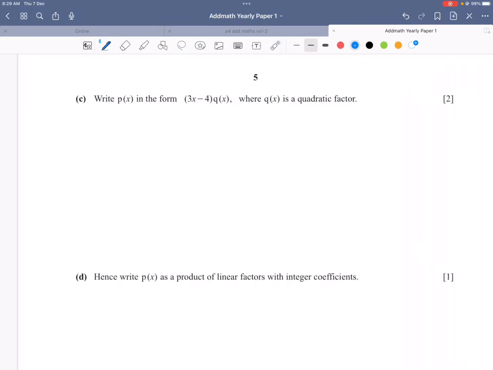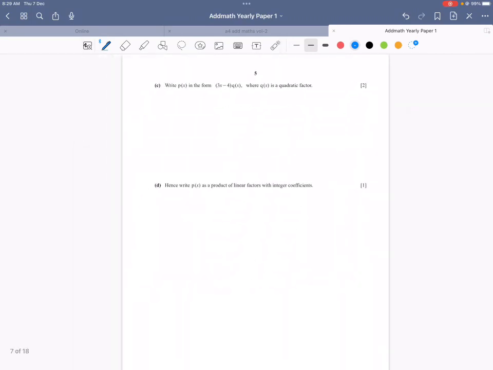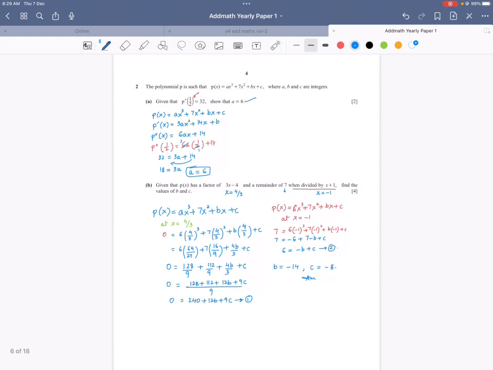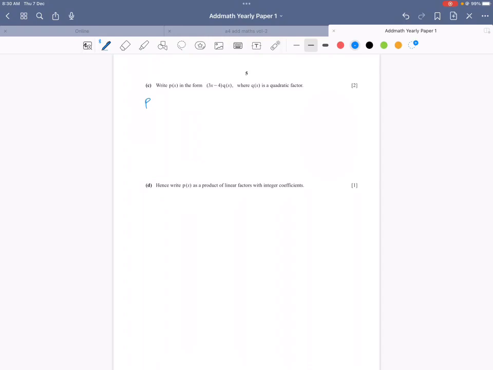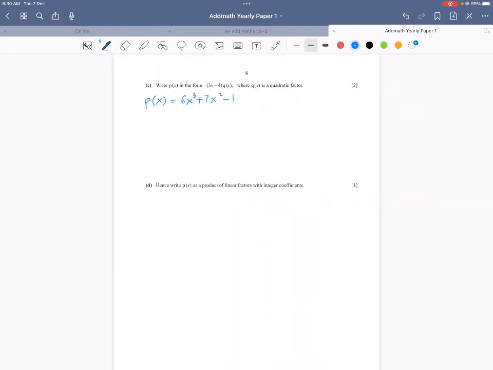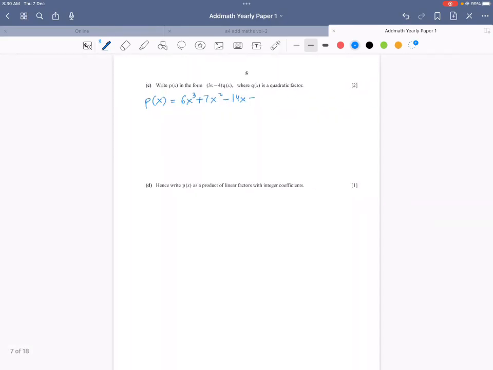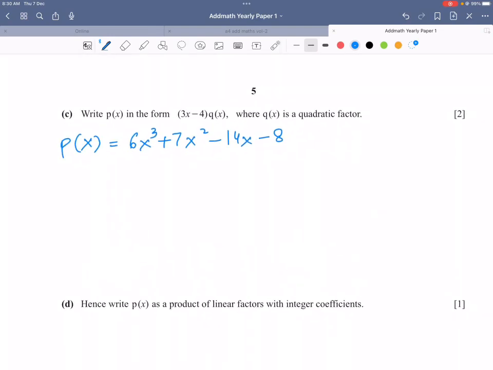Alright, next one. Write p(x) in the form of 3x minus 4 times q(x). So first I need to write down the expression for p(x). It's 6x cubed plus 7x squared plus bx, which is minus 14x, and c is minus 8. That is the equation.